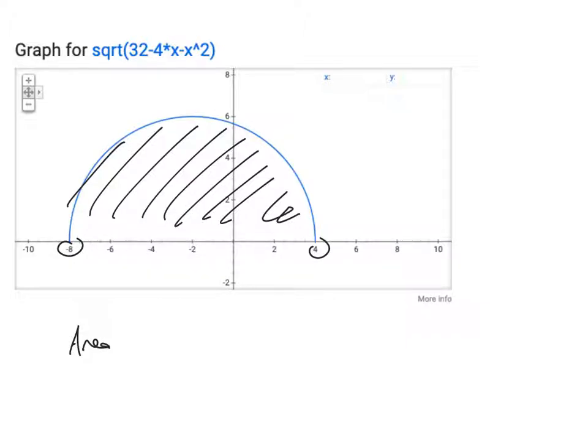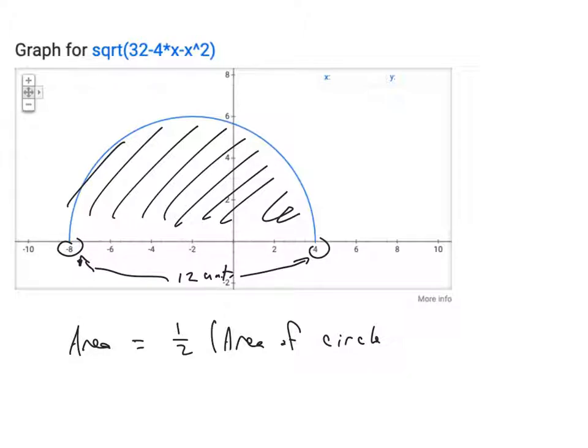So the area of this shaded region is 1/2 the area of the whole circle that would go all the way around. We know the formula for the area of a circle is pi r squared, and so we need to know what the r is. Notice that from here to here is 12 units, and so that's the diameter of the circle. So the radius of the circle is 6 in this case. Obviously that's different in different versions of the question, but you can see from the picture very quickly what the diameter of the circle is, and half of that is the radius. So in this particular case, 1/2 the area of the circle with radius 6 would be 1/2 of pi times 6 squared, and that would be 18 pi.